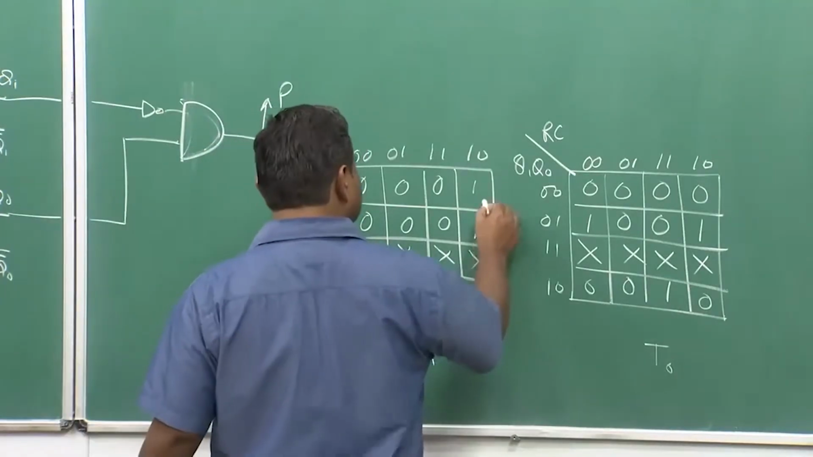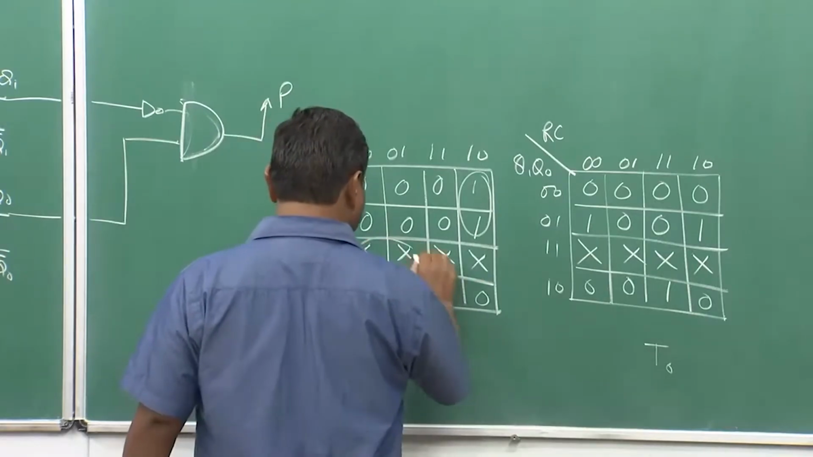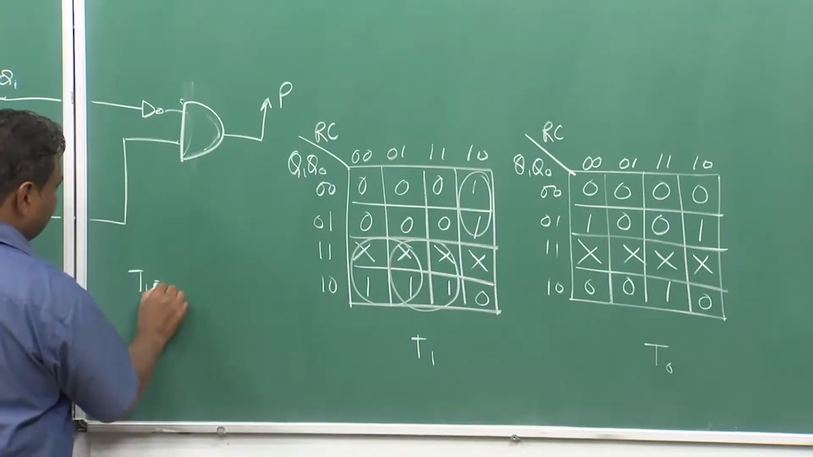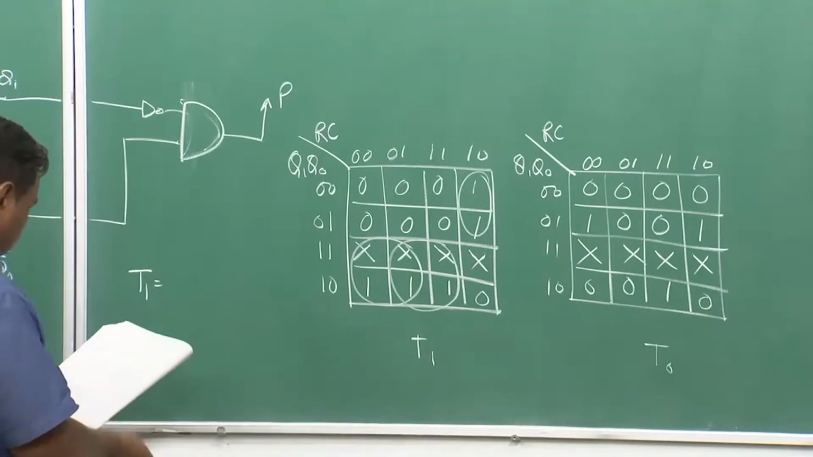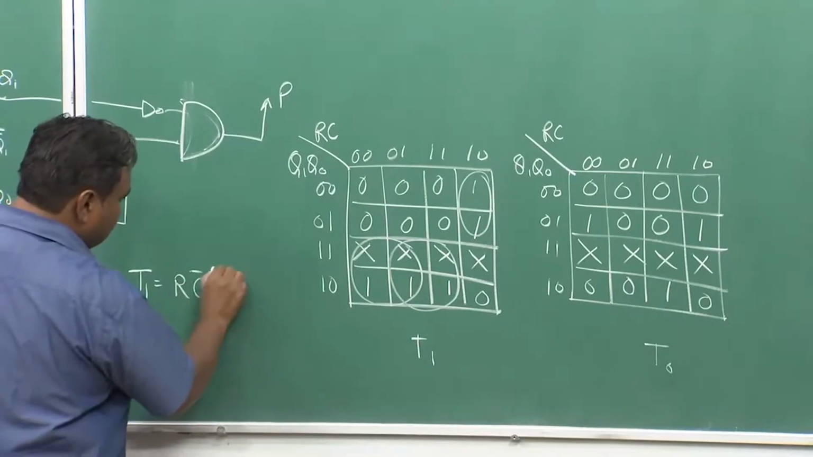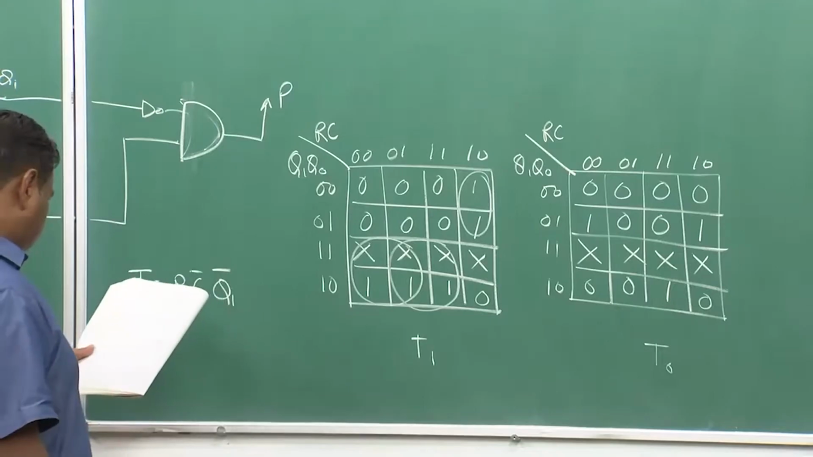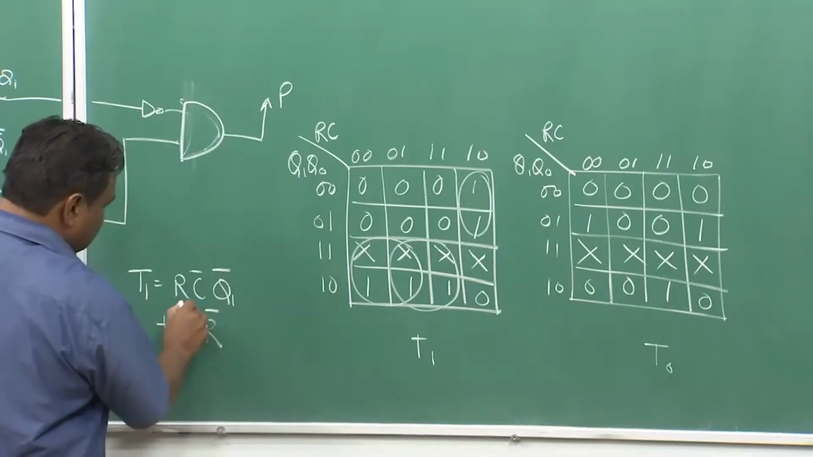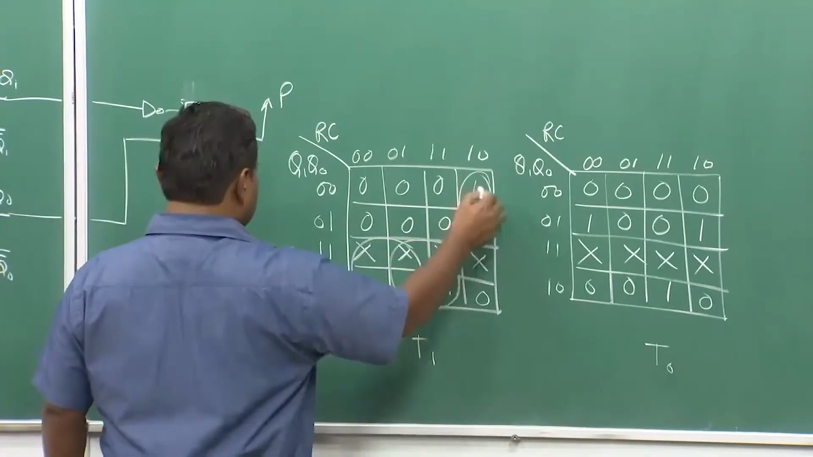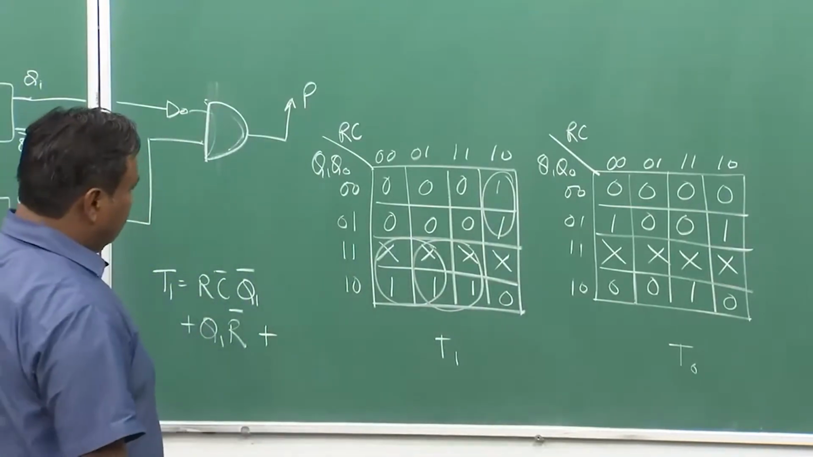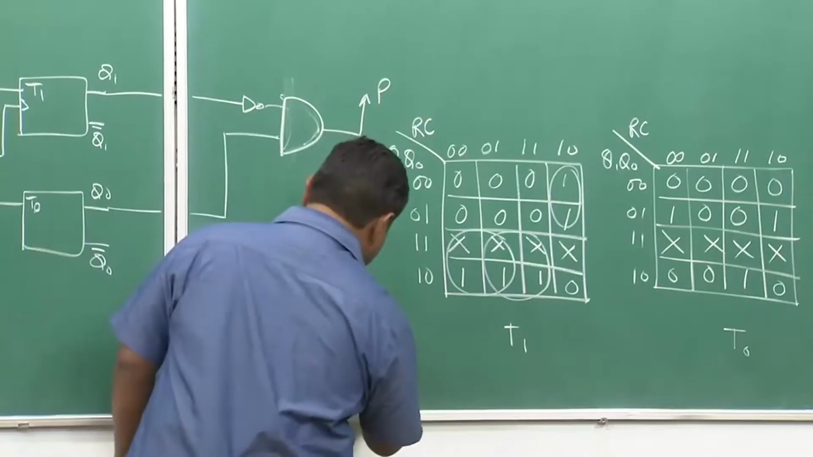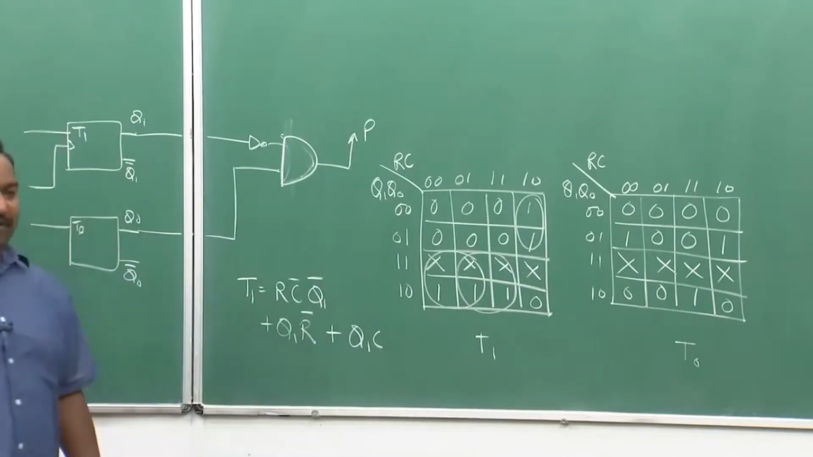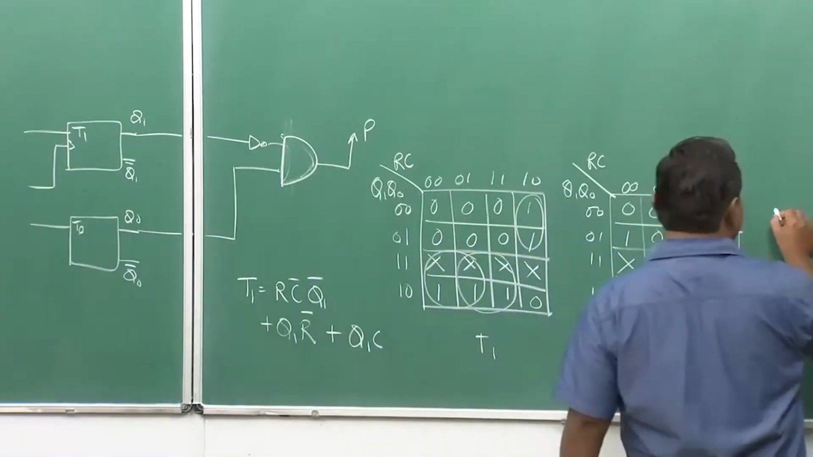So, in this case, you will have this, there will be 3 terms, and of course, if you solve for this, you should get T1 equal to RCQ bar plus Q1 R bar. This term actually corresponds to this value, and then you will have Q1 C. So, there are 1, 2 and 3 terms. So, T1 will be given by this, and similarly from here I can find out what will be T0.